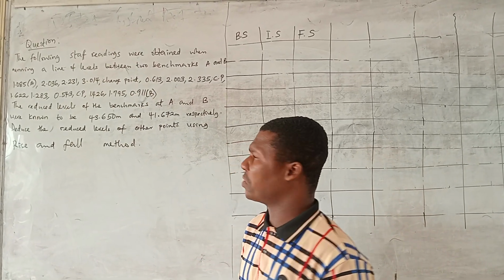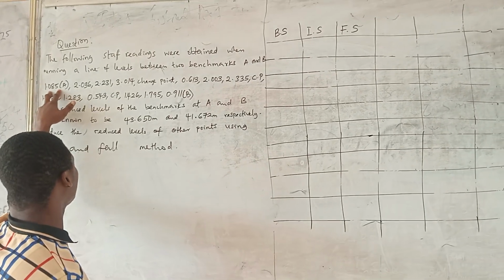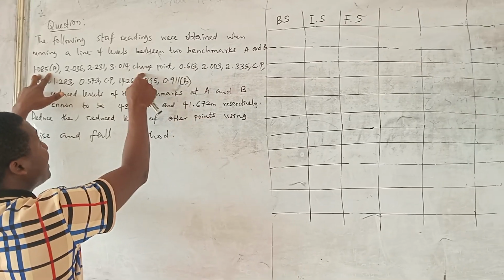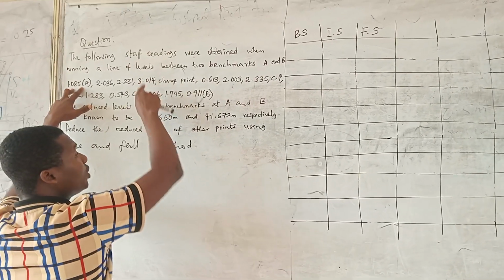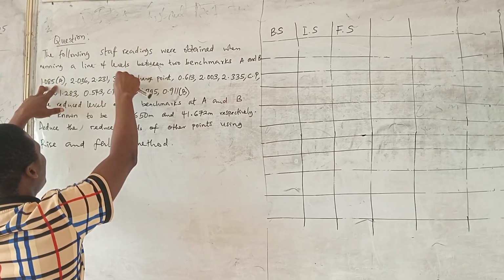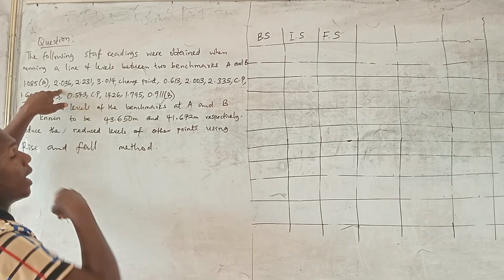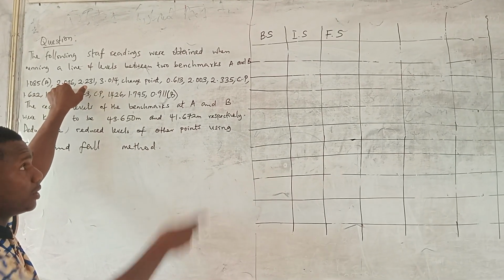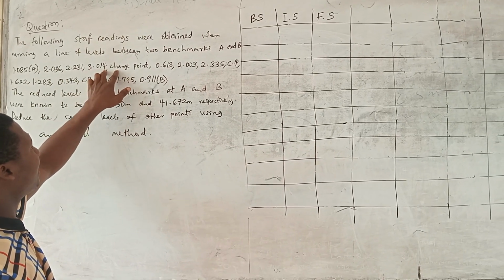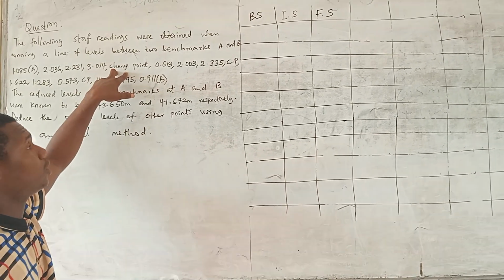So if you look at this question, you will notice that this is a backsight. Then after this, we have what we call change of point. That is, after these readings, they change the instrument position. That's why this one is a foresight. In between these two readings, these two are intermediate sights. Then immediately after this change of point, there will surely be temporary adjustment.